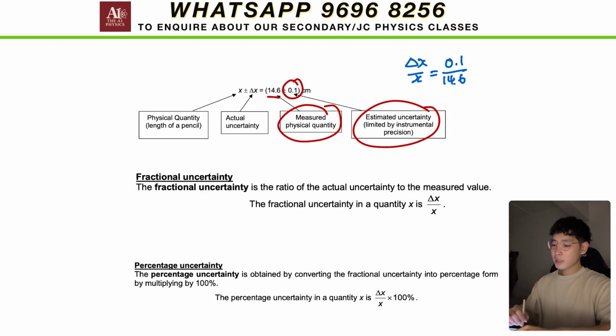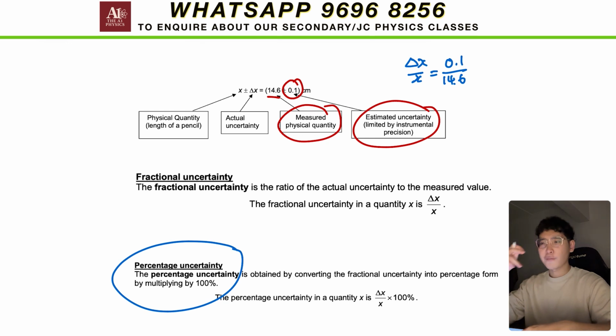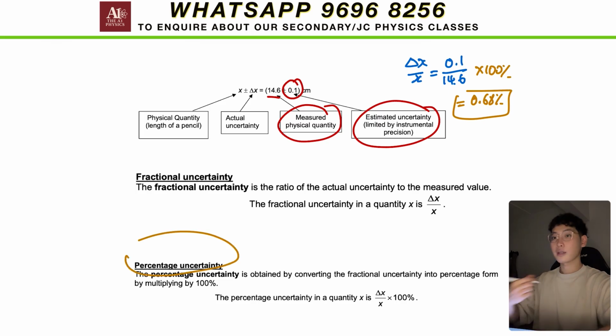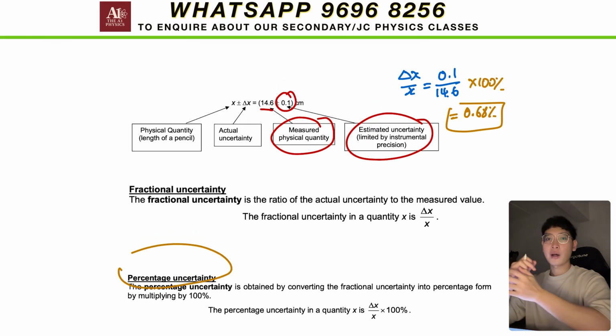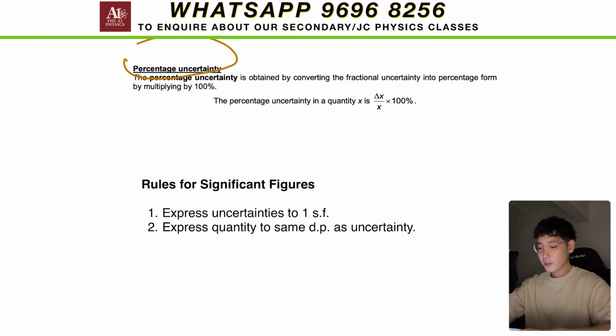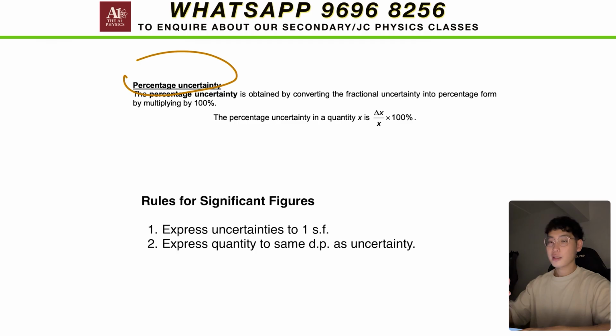The percentage uncertainty is basically the same thing as the fractional uncertainty. It's just that you multiply it by 100%, right? So for this, the percentage uncertainty will be times 100%, which equals 0.68%. So this one is the percentage uncertainty, right? So I'm going to give you some examples about how to solve uncertainty questions. But before that, let me just go through some rules for uncertainties. So for the significant figures, you want to make sure that your uncertainties are expressed in 1 SF, right?